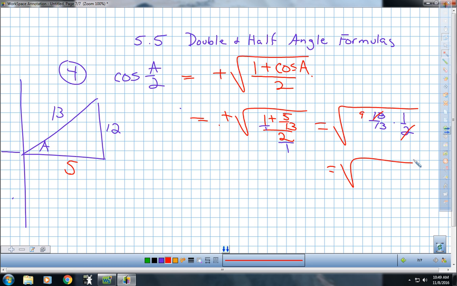Goes into? Not gazintite, goes into. 2 goes into 18. Gazinta! Yes. Okay, so we have 9 over 13 under the radical.